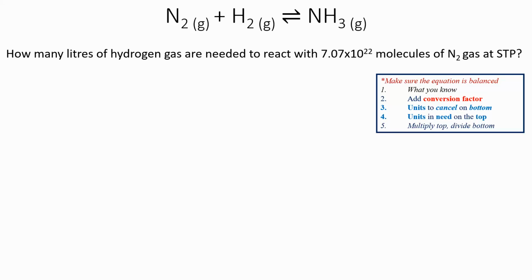Hello, chemists, and welcome to the next stoichiometry example. This is very similar to the last example, just with a couple twists. Instead of using mass, we're going to be using liters and number of molecules, and we're going to be looking at hydrogen this time instead of ammonia as what we're trying to find information about.